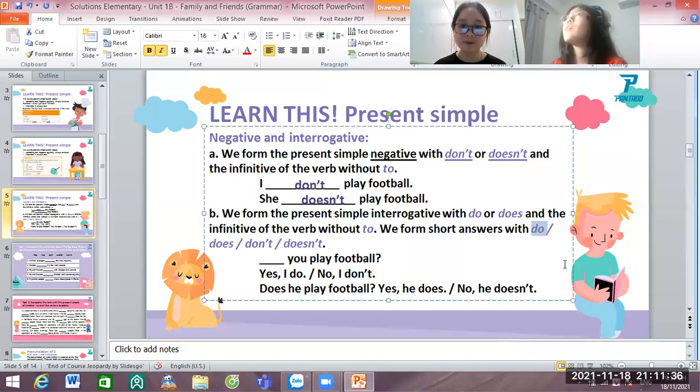So this one, how can we put this? Do you play football? Very good.